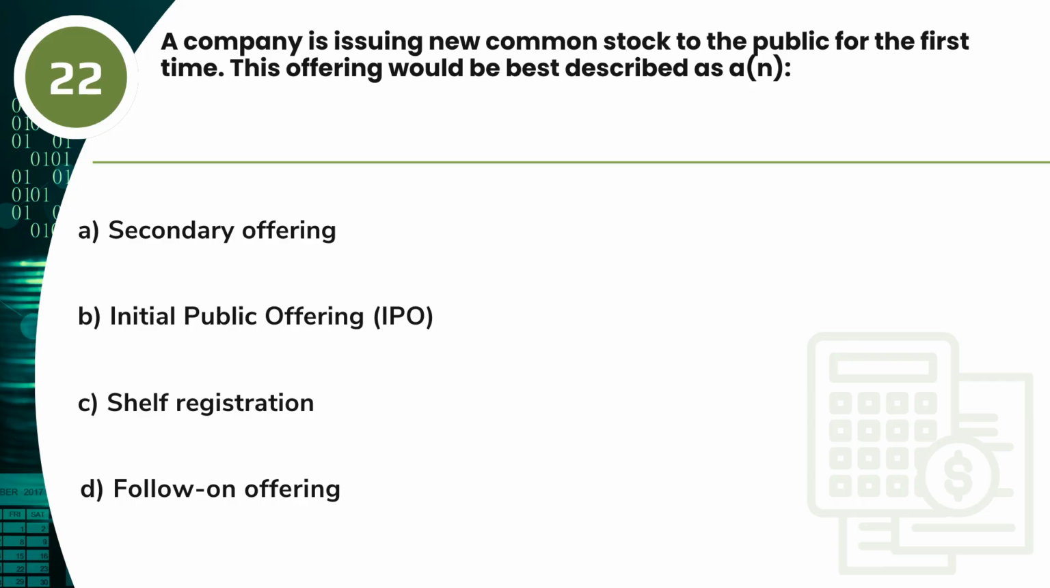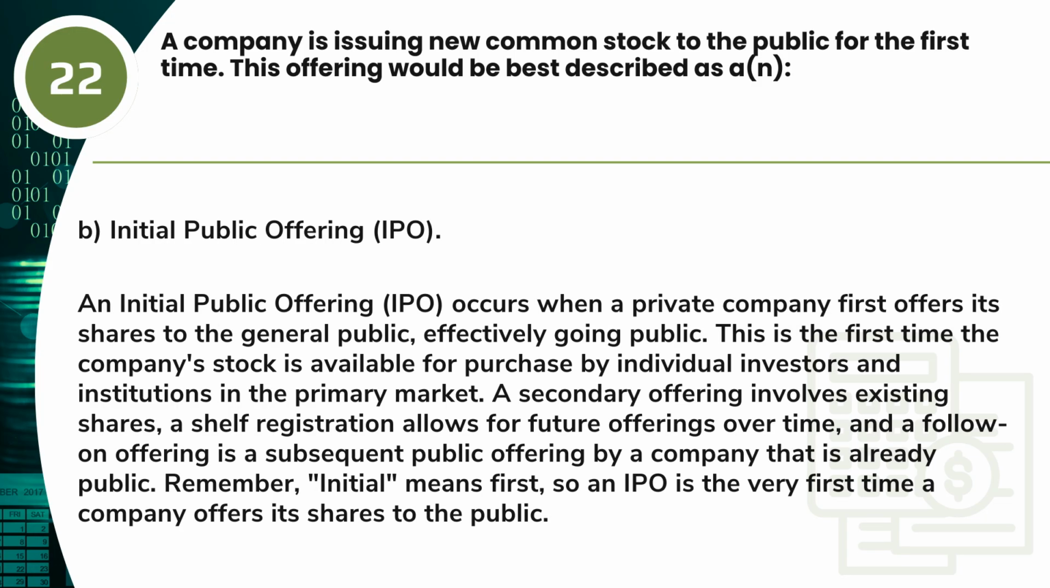Question 22. A company is issuing new common stock to the public for the first time. This offering would be best described as a: A. Secondary offering. B. Initial public offering, IPO. C. Shelf registration. D. Follow-on offering. Answer B. Initial public offering, IPO.